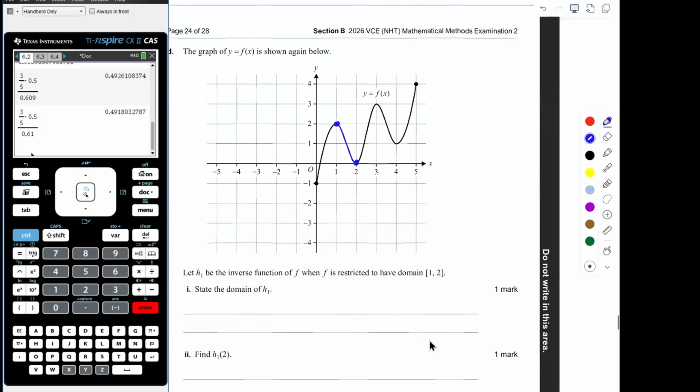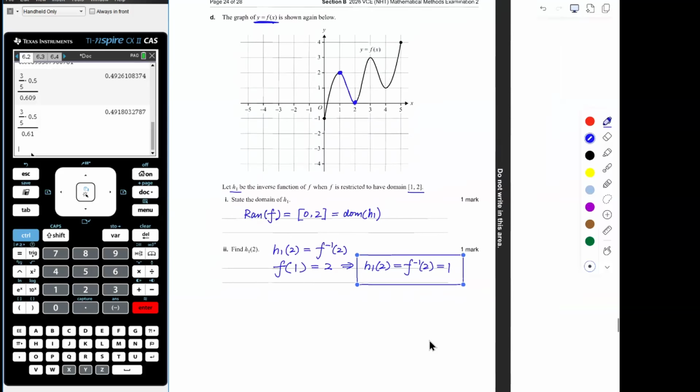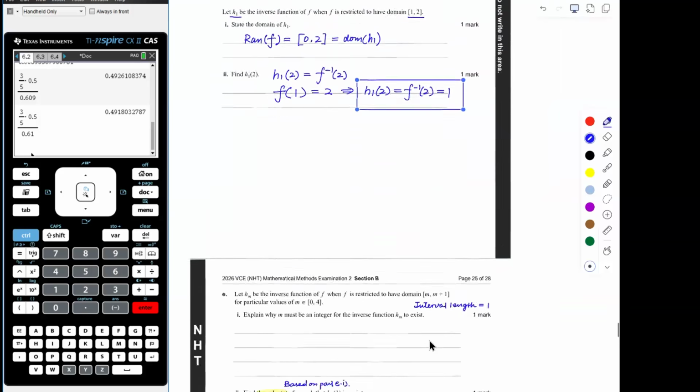And h1 of 2, for example, h1 of 2 equals f inverse of 2. So on the graph, f of what equals 2? f of 1 equals 2. Therefore, h1 of 2 equals f inverse of 2, giving me 1, right? So that is the final answer. Okay, next.